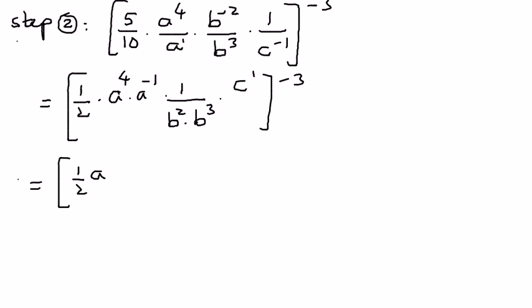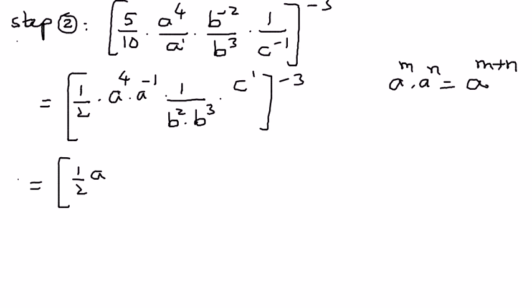Since a to the power of 4 and a to the power of -1, if we have a to the power of m times a to the power of n, since the bases are the same, we write the base once and then we combine the powers. We're going to do the same thing here. Since the base is the same, we're going to combine the exponential terms.